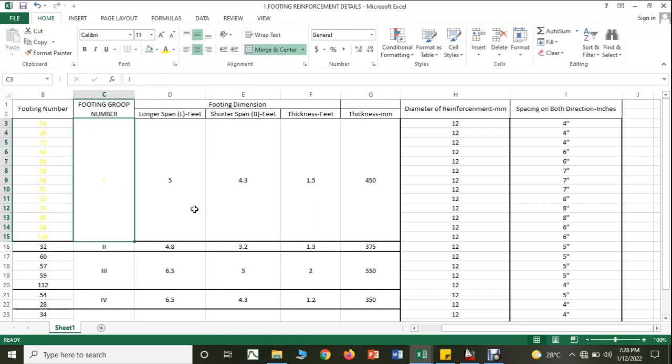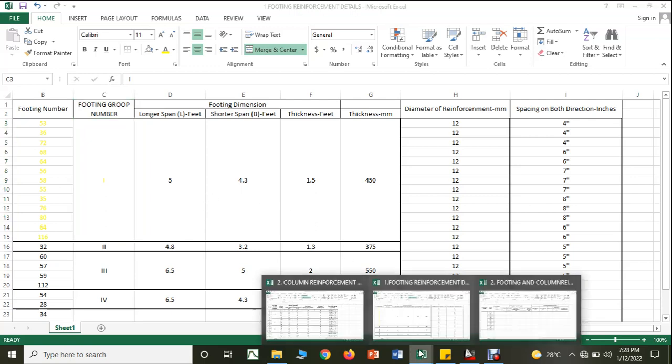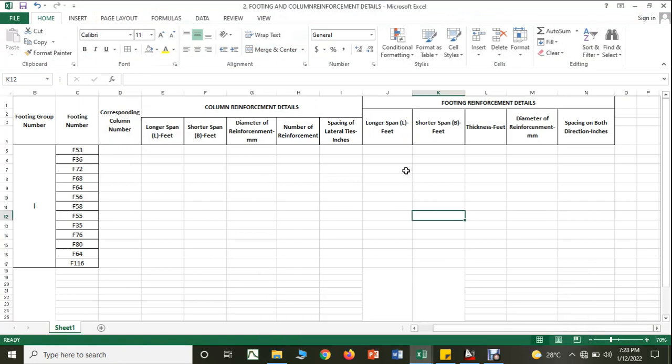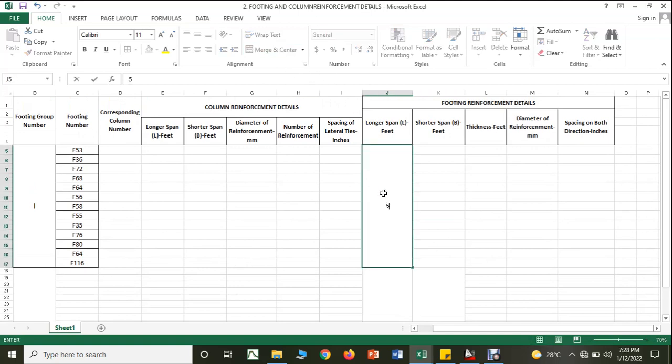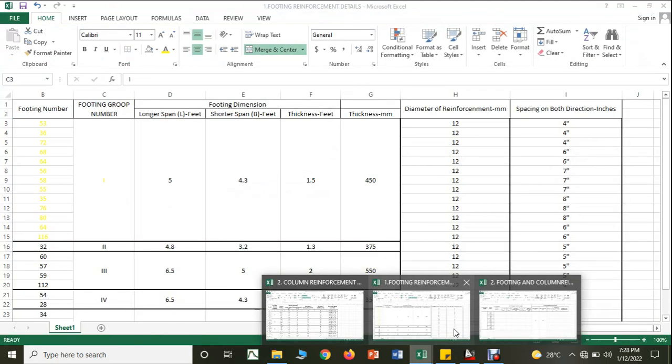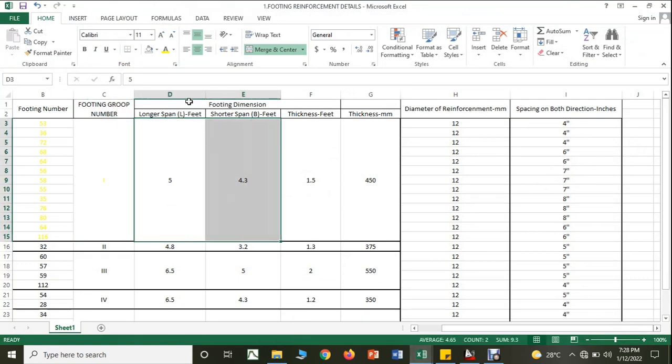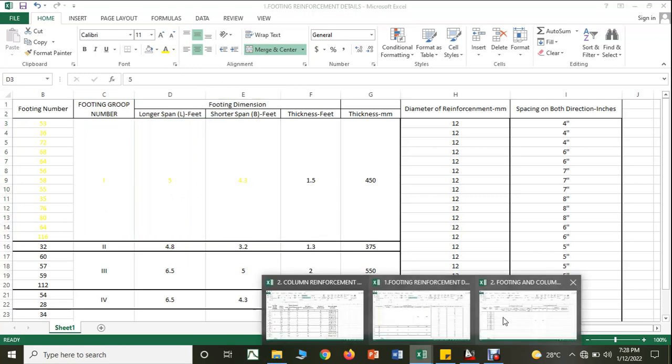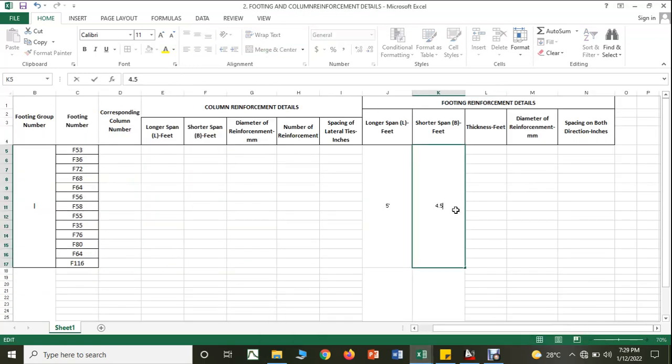So this is the one. Longer span in feet is 5, shorter span is 4.3. That means this entire thing I can merge, and I can write 5 feet. This entire thing I can merge, I can write 4.5 feet. So 5 feet and 4.5 feet, right? 5 and 4.3.